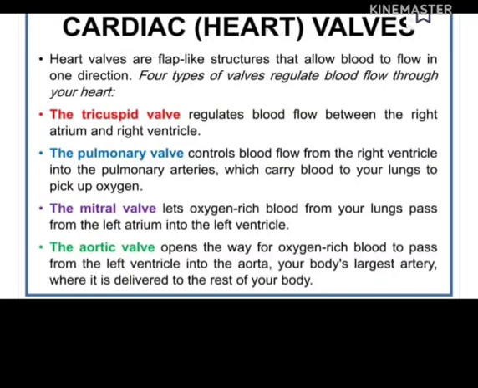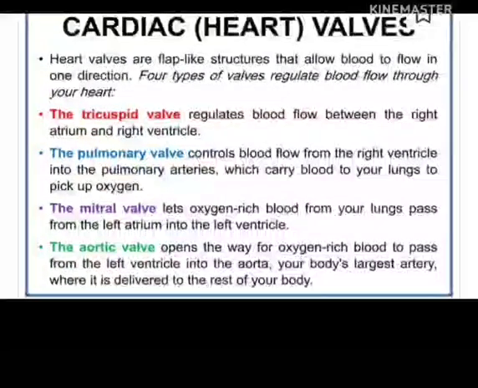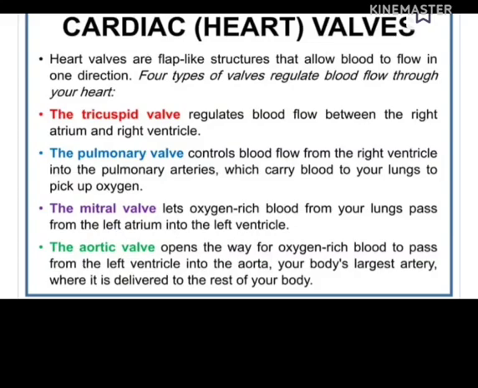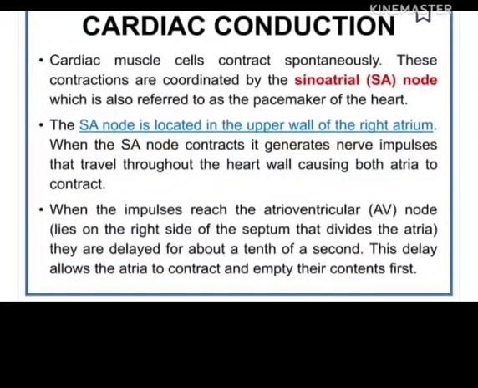Now the valves. Heart valves are flap-like structures, divided into the tricuspid valve, pulmonary valve, mitral valve, and aortic valve. The tricuspid valve regulates blood flow between the right atrium and right ventricle, and the pulmonary valve controls blood flow from the right ventricle into the pulmonary arteries. The mitral valve lets oxygen-rich blood from your lungs pass from the left atrium into the left ventricle, and the aortic valve opens the way for oxygen-rich blood to pass from the left ventricle.